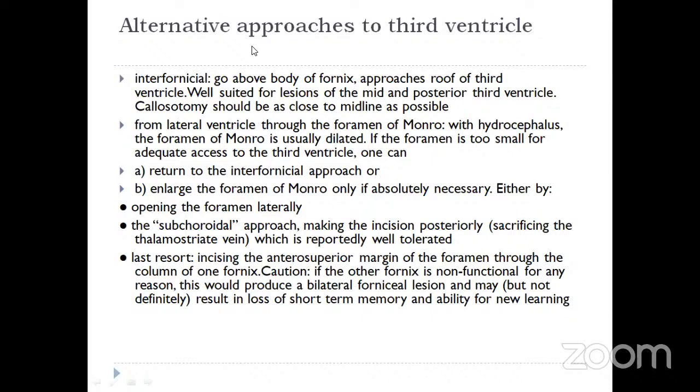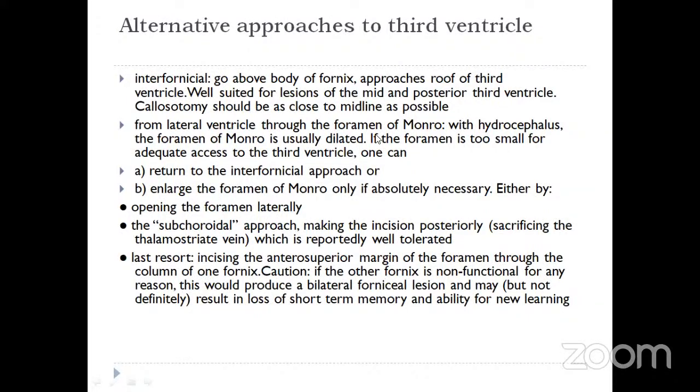Moving forward, there are some alternative approaches to the third ventricle, like we just read. We can either go interforniceal or from the lateral ventricle. What is interforniceal? As the name suggests, inter is between the two fornices. So we go above the body of the fornix. We approach the roof of the third ventricle, because as we studied, the fornix is present in the roof of the third ventricle. It's well suited for lesions of the mid and posterior third ventricle. Craniotomy should be as close to midline as possible.